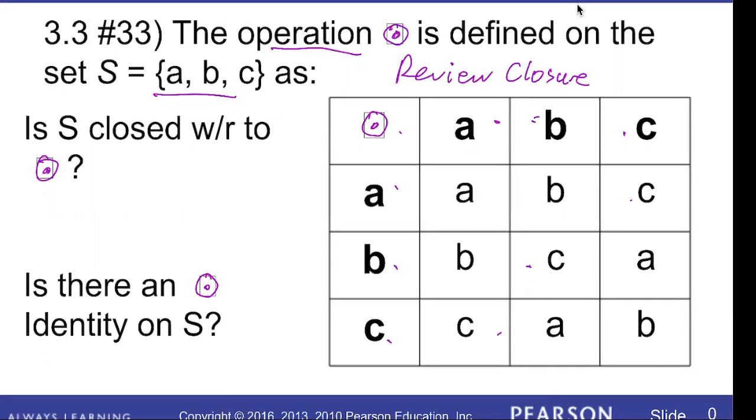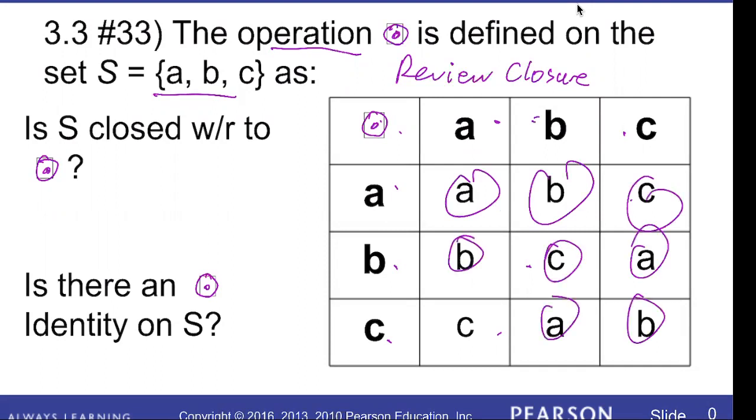So the closure question is actually straightforward. Every time we take two of these elements and we use the operator on them, all of these results are still in the set, so yes. S is closed with respect to the operator target.